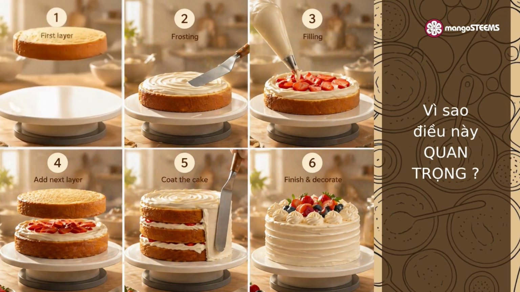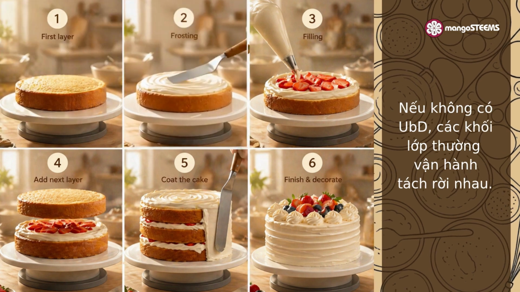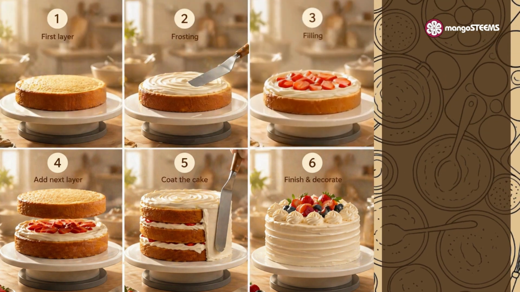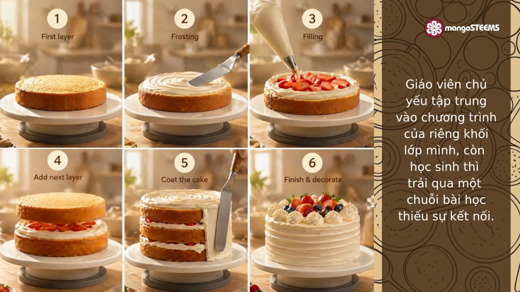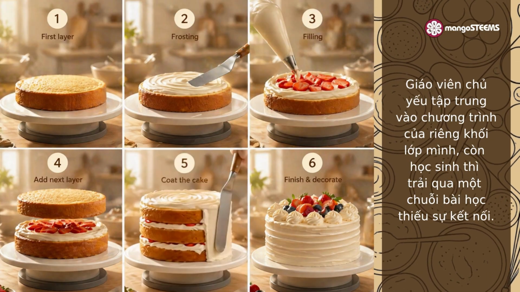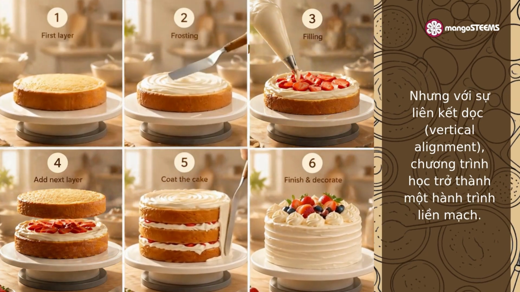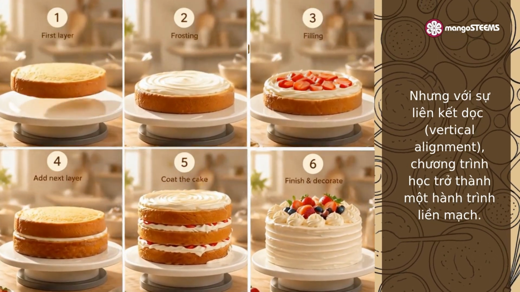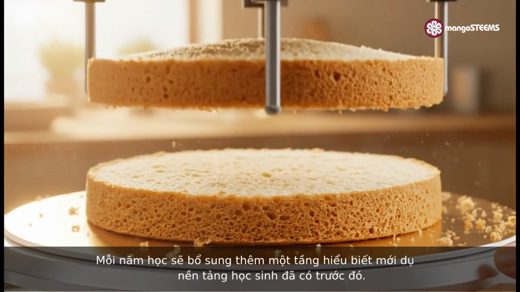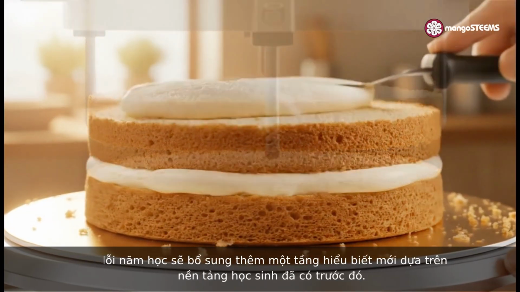Why it matters. Without UbD, grade levels often operate in isolation. Teachers focus on their own year and students experience a series of disconnected lessons. With vertical alignment, however, the curriculum becomes a coherent journey. Each year of school adds a new layer to what students already understand.